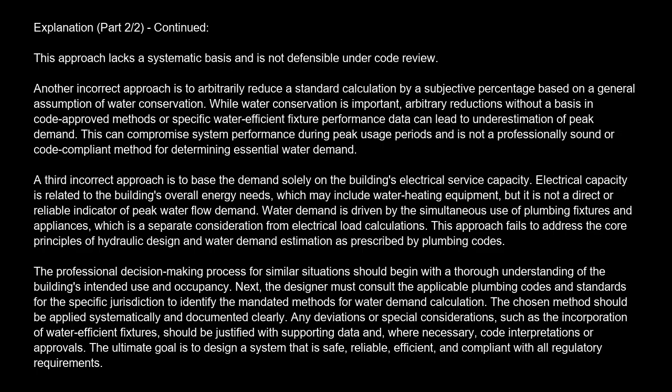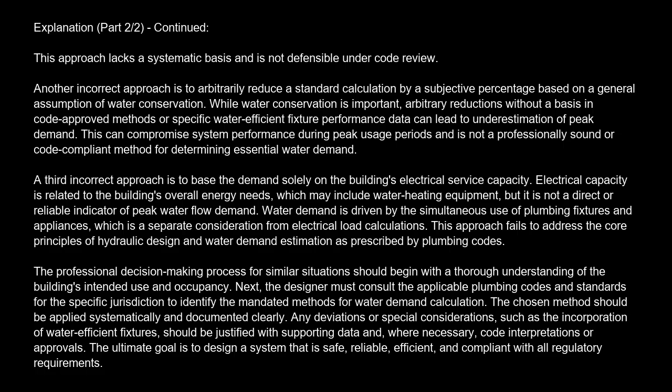Another incorrect approach is to arbitrarily reduce a standard calculation by a subjective percentage based on a general assumption of water conservation. While water conservation is important, arbitrary reductions without a basis in code-approved methods or specific water-efficient fixture performance data can lead to underestimation of peak demand. This can compromise system performance during peak usage periods and is not a professionally sound or code-compliant method for determining essential water demand. A third incorrect approach is to base the demand solely on the building's electrical service capacity.